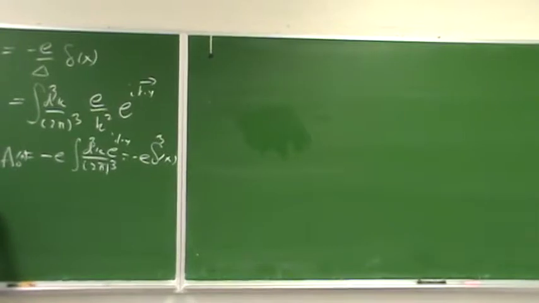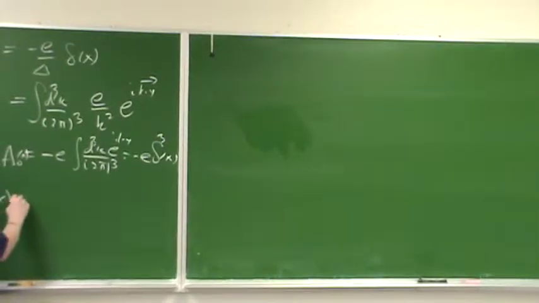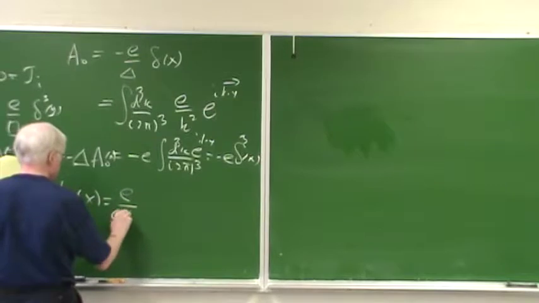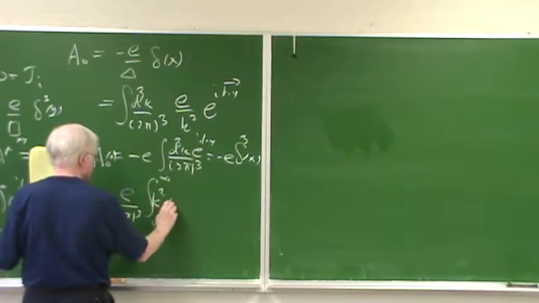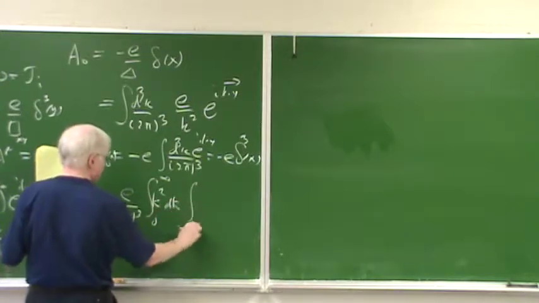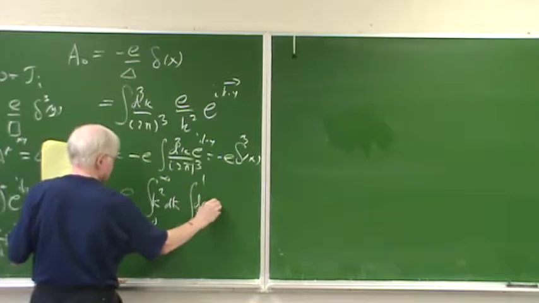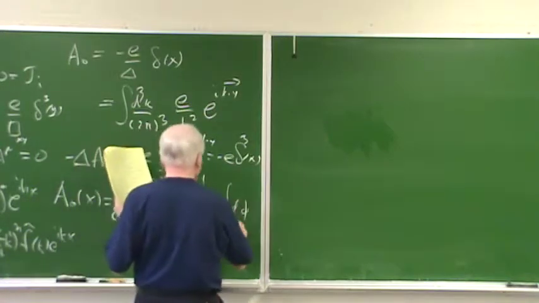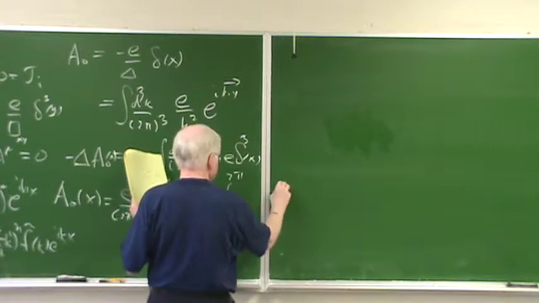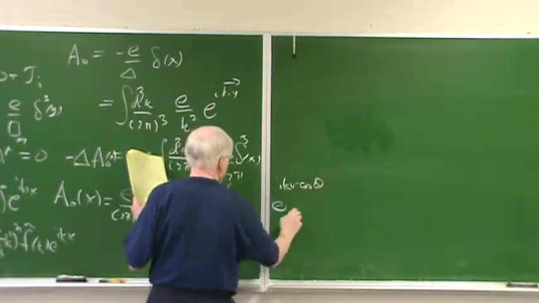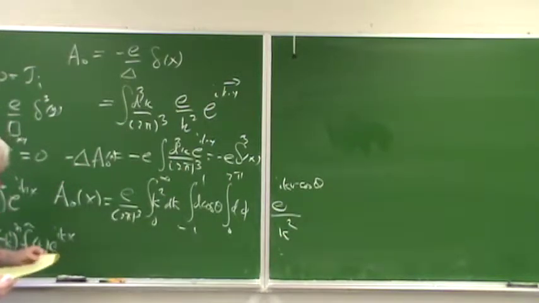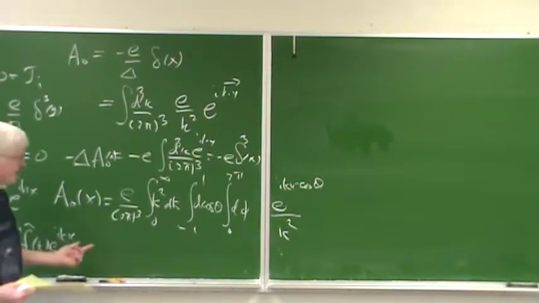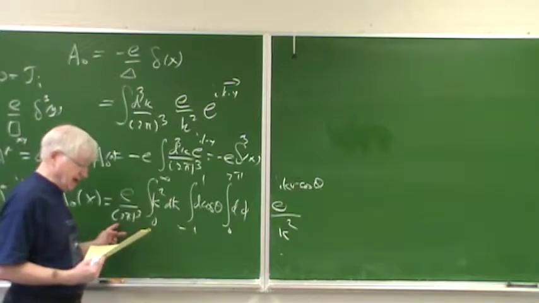A0 of x is e over 2 pi cubed, integral 0 to infinity, k squared dk, integral minus 1 to 1, d cosine theta, integral d phi 0 to 2 pi, e to the I kr cosine theta over k squared. So that's the integral. And now that I think about it, it's not a totally trivial integral. The phi integral is trivial and just gives us a 2 pi.